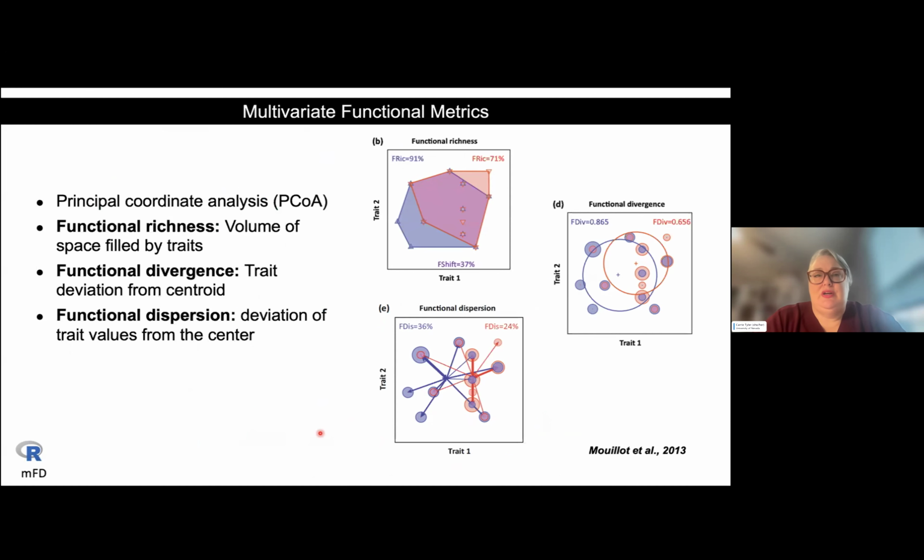There are lots of other ways to measure and quantify functional diversity with these multivariate metrics. I showed you functional richness, which is the volume of that convex hull, but there are a lot of other ways to do it. I'm just going to show you the results from two others very briefly: functional divergence and functional dispersion. Divergence looks at the deviation from the centroid, so how far away the traits are and how spread out they are in the functional space. And dispersion is the deviation of the values from the center. So here, again, we're comparing the distances essentially in the pathways.